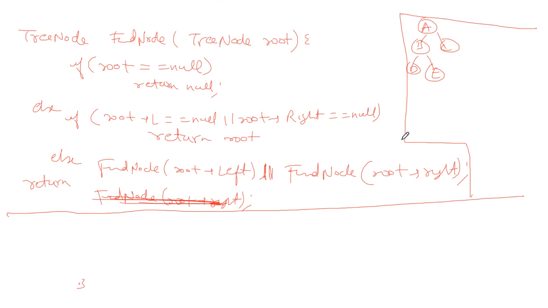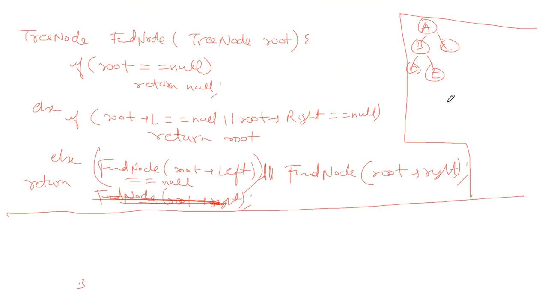He's saying find node return type should be boolean. Or will always be with boolean. You cannot do an or with null. You have to check equal to null. Find node root dot left equal to null, that is null. Yeah. Correct. Is it fine?